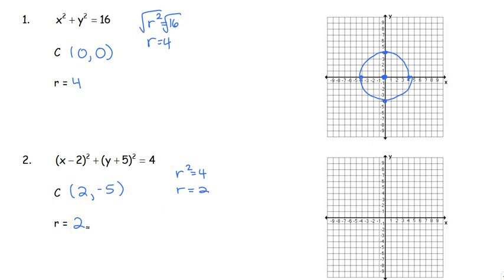So we start at the center of the circle. So we go right 2, down 5. There's our center, and our radius is 2, so we're going to go 2 right, 2 up, 2 left, and 2 down. So we've got a smaller radius, so we've got a smaller circle.